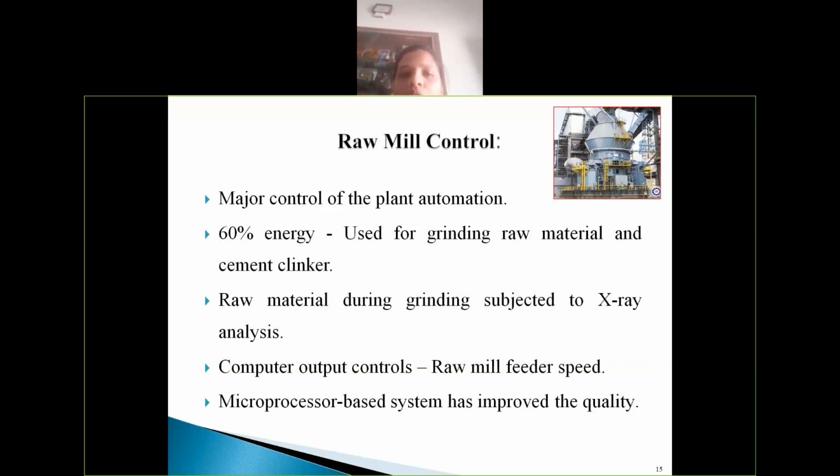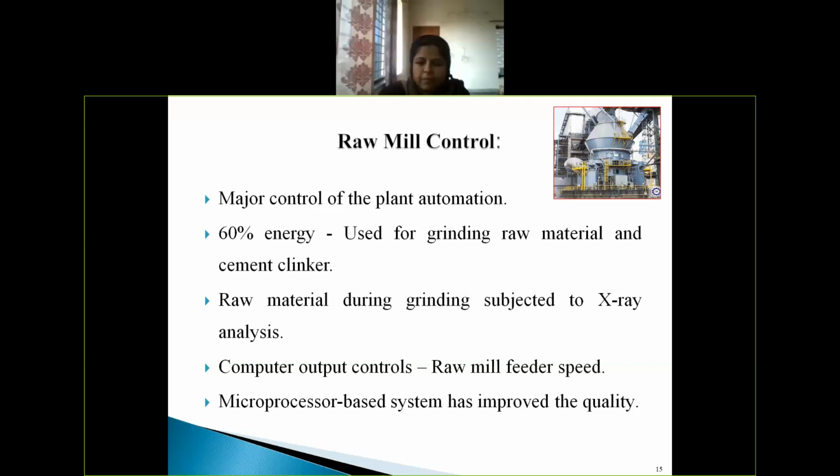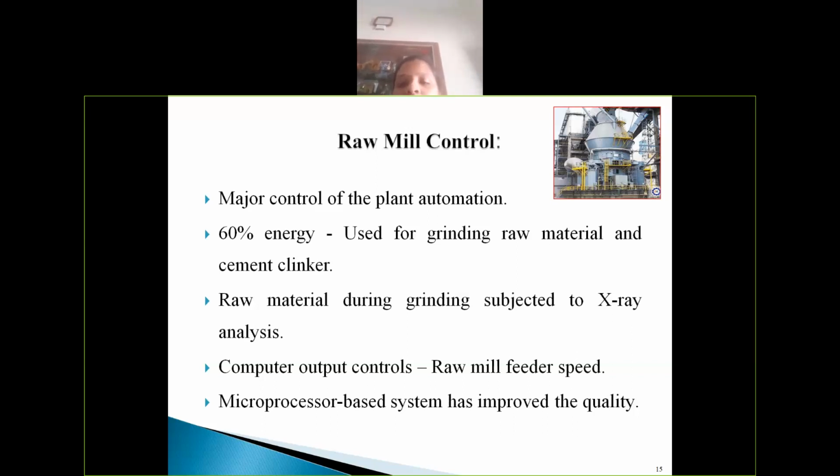After doing all this, we subject the raw material to X-ray analysis. When we pass it through X-ray analysis, we find the chemical constituents such as calcium, silicon, aluminum, iron, and magnesium. After X-ray analysis, the data is aided by a microcomputer for further analysis. After further analysis, we give it to the microprocessor, where a microprocessor based system is used to improve the quality of homogeneous raw material and lower the production cost.